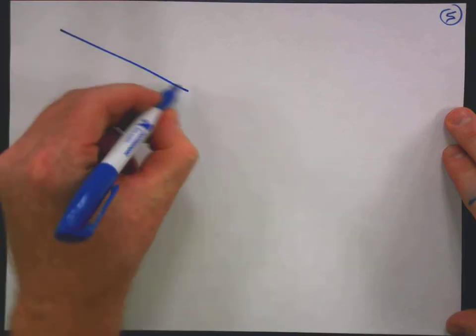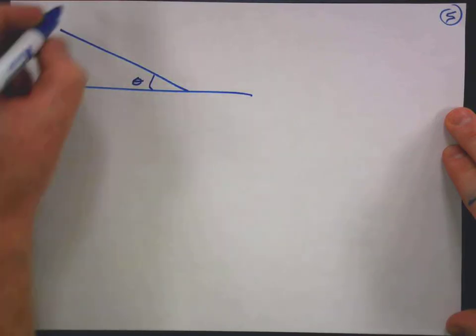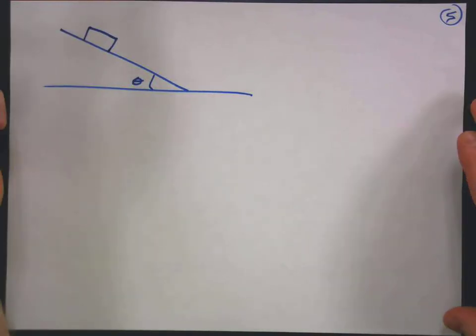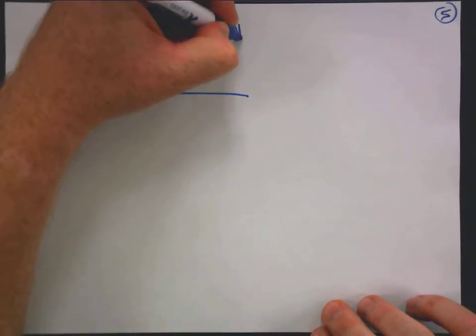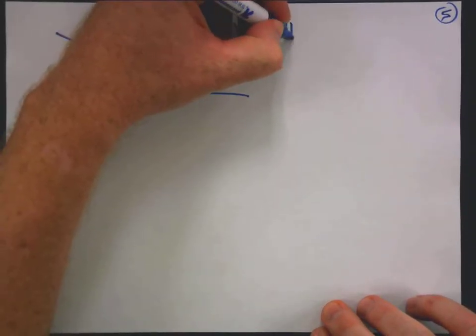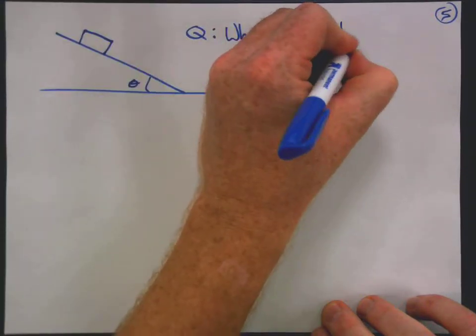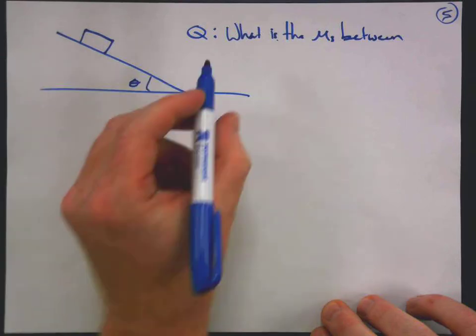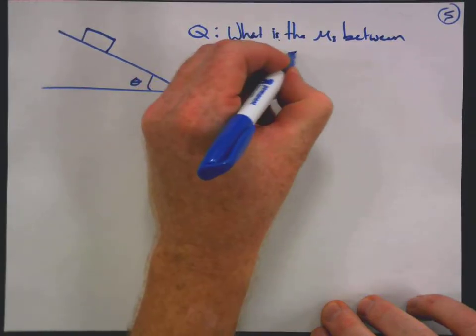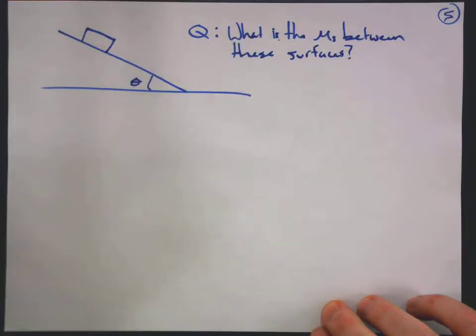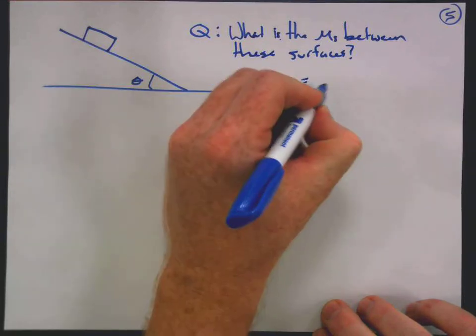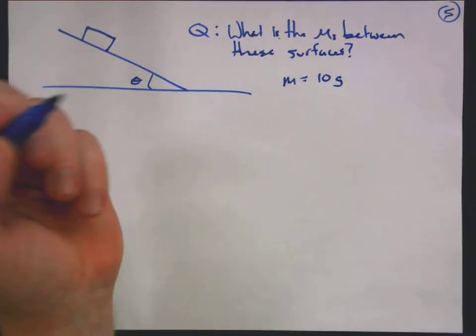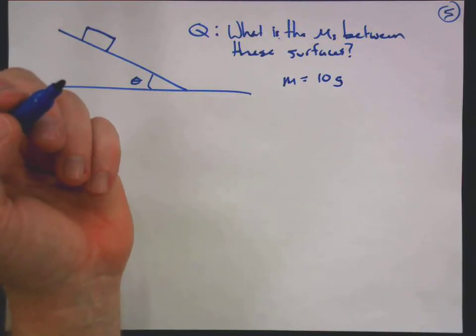So we have the situation. Angle theta, object, about ready to slide. Here's our question. What is the coefficient of static friction between these surfaces? Can we tell? Well, okay, the mass of this thing is the same. It's that plastic piece. So just some information. Mass is still 10 grams. And so let's see what we can work out.